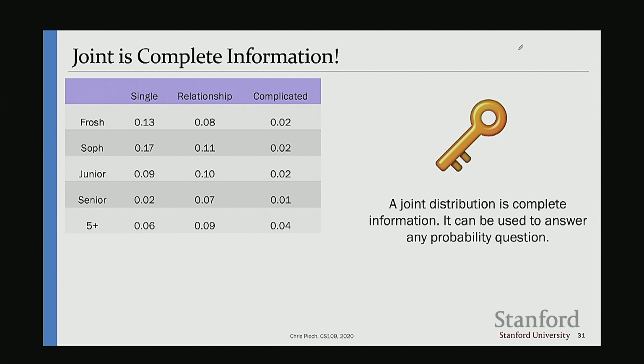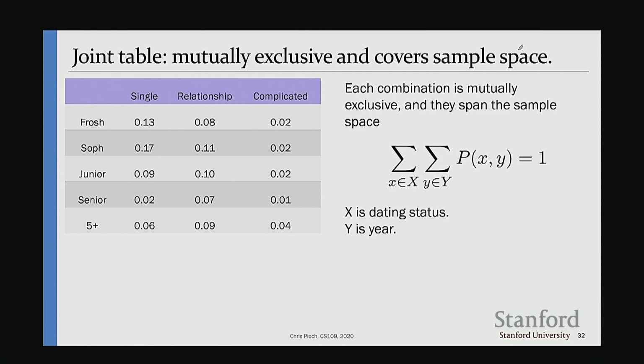You can actually answer any probabilistic question you want to about the combination of these two random variables if somebody gives you a joint. Conditional question, you can answer it. You want to just think about one random variable at a time? You can answer it. If somebody gives you a joint, you have all the information you need to answer any question. What a wonderful thing the joint is.